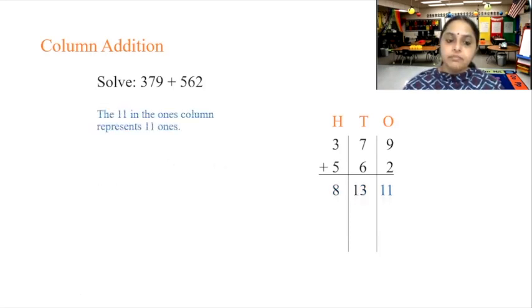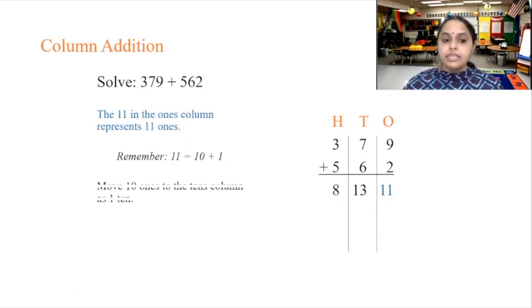So 11 in the ones column represents 11 ones. What does it mean? It means there are 11 ones. 11 ones means 1 ten and 1 one. See, 11 is equal to 10 plus 1. So 1 ten and 1 one we have. Then what will we do?